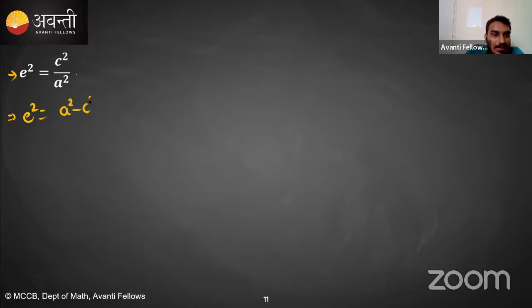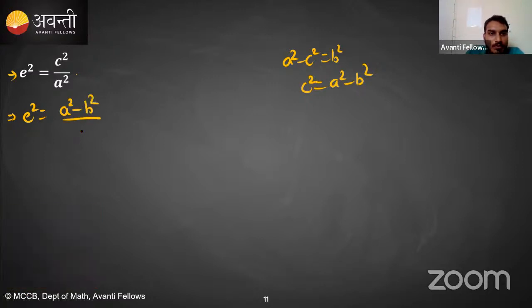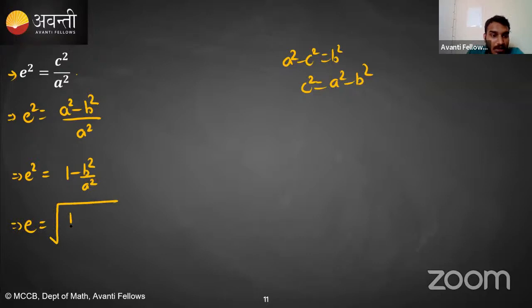a square minus c square. Sorry, a square minus c square is equal to b square. So what is c square? c square is nothing but a square minus b square. Is this clear? There should be no doubt about this. Clear, everyone? a square minus b square upon a square. So what is e square? e square is nothing but 1 minus b square upon a square. So this is the eccentricity. e is the square root of 1 minus b square upon a square.